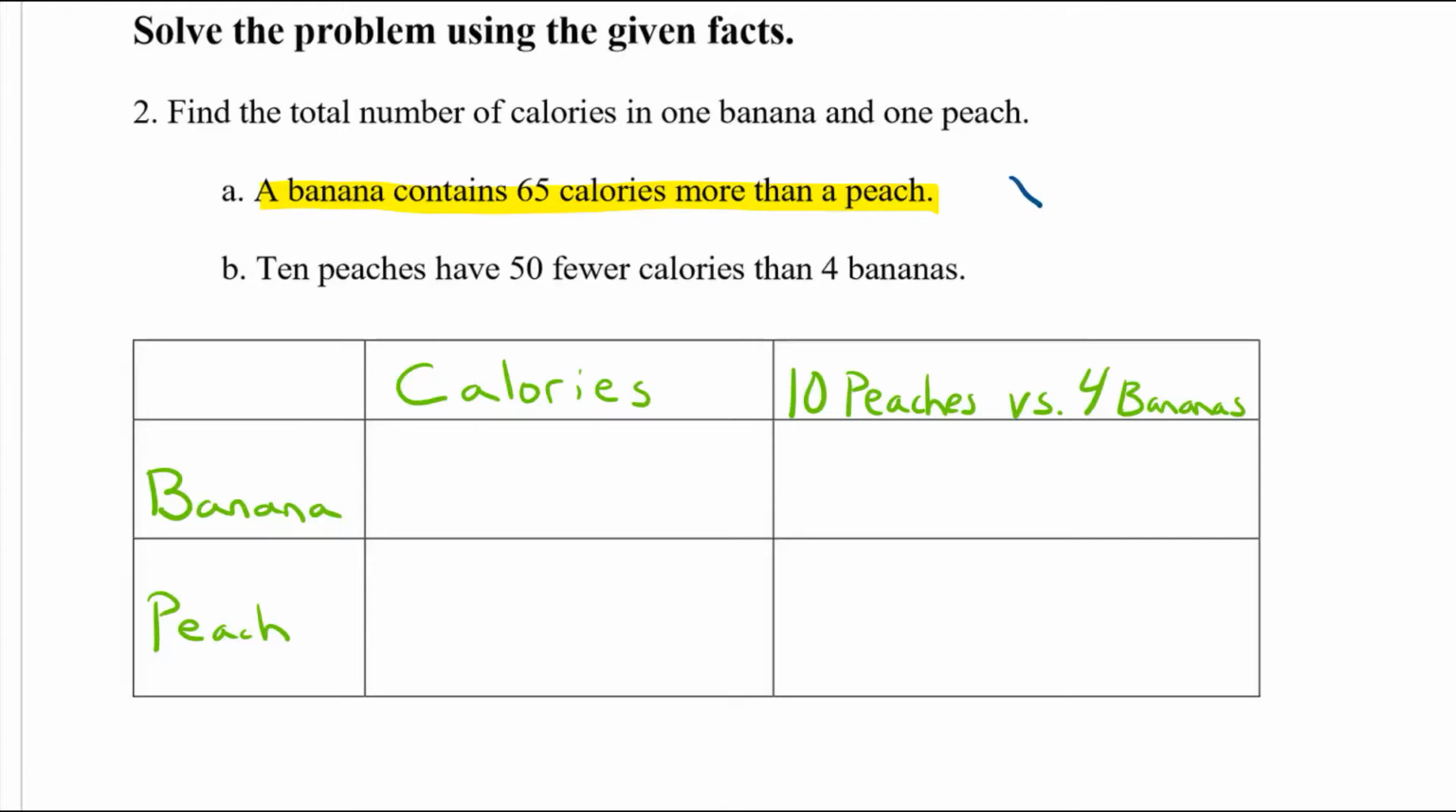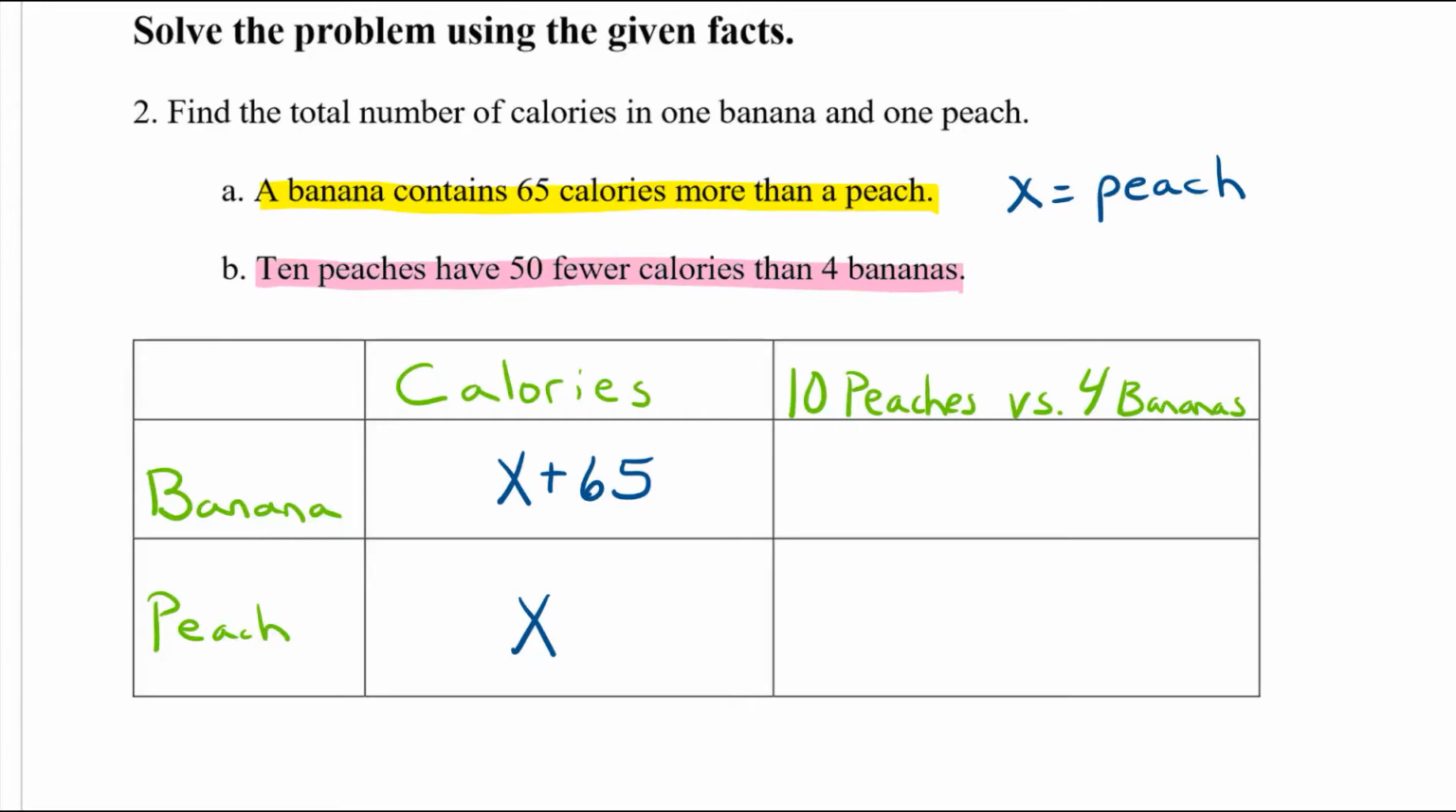So again, I'm thinking X is peach, because I usually like to make my variable my smaller amount, so that if the banana is 65 more, I can add it. It certainly wouldn't be wrong to make X a banana, and then your peach would be X minus 65. Okay, so now what we have is a relationship here of 10 peaches have 50 fewer calories than 4 bananas. So that's where if we go ahead and make this relationship, we can think about then putting that second part, part B, into a relationship or an equation.